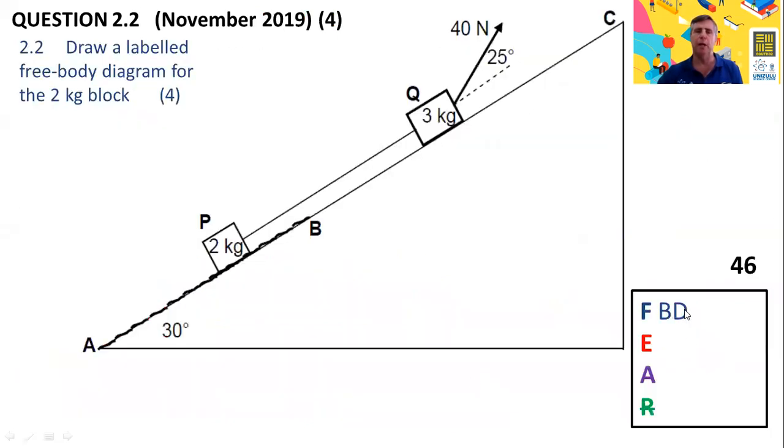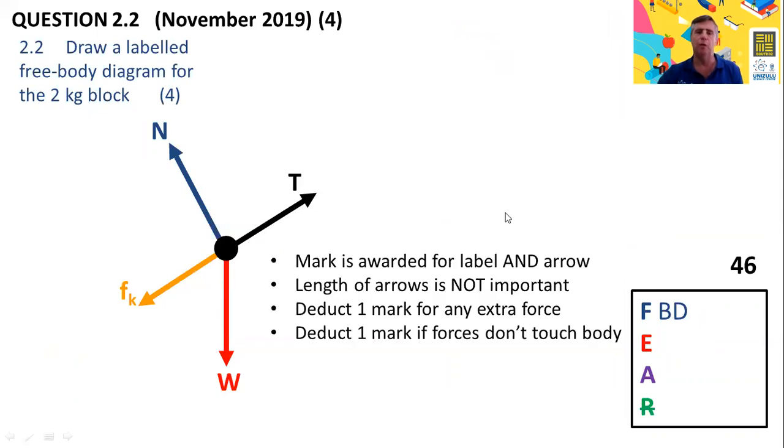Let's have a look at the free body diagram 2.2. Draw a labeled free body diagram for the 2 kilogram block. Please read it carefully. Don't do it for the 3 kilogram block or you'll get 0. 4 marks, we expect 4 forces. Put a dot or a box for your object. Always start with the weight vertically downwards. Then we have the kinetic friction down the slope. We have the normal force at 90 degrees to the slope, not 180 degrees to the weight. That depends on the slope. And then we have the tension force in the string, which acts up the slope. So 4 marks. To get 4 out of 4, again, you need to take note of these 4 points from the memo.